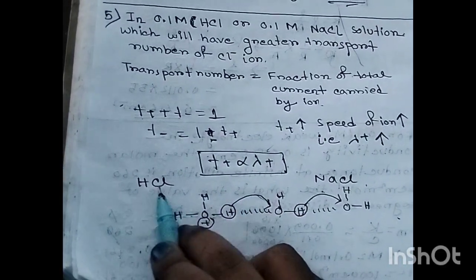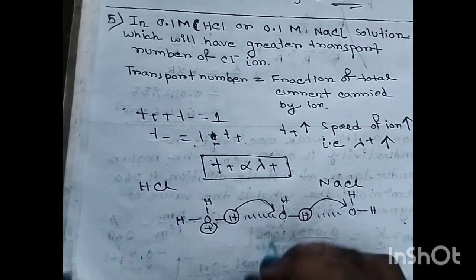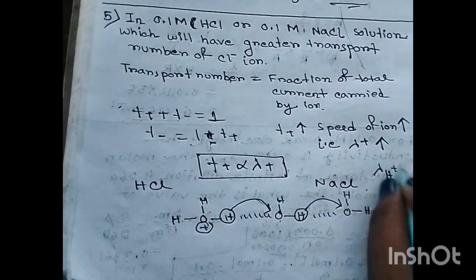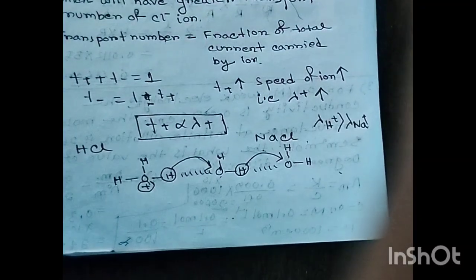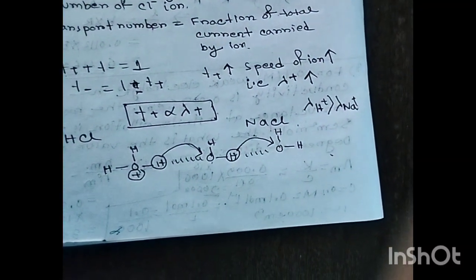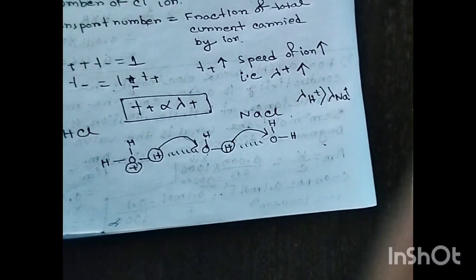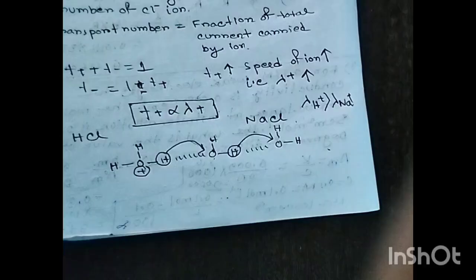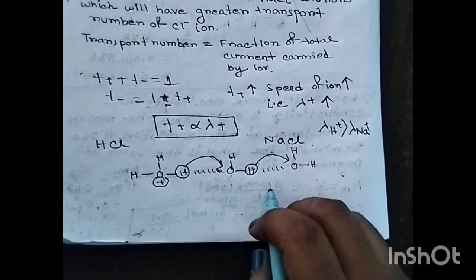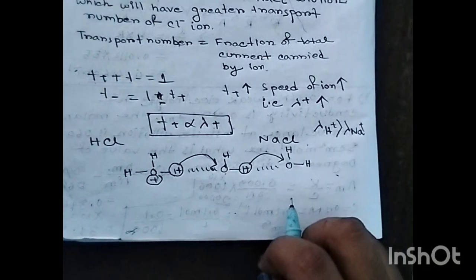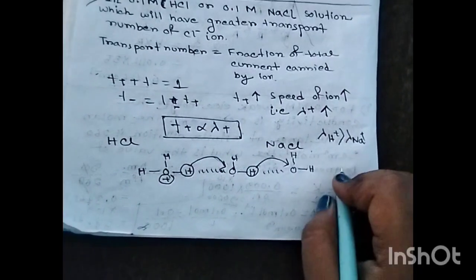Now for HCl and NaCl, the conductivity of H plus is higher than Na plus. So lambda H plus is higher than lambda Na plus. Why? The abnormally high molar conductivity of H plus can be explained on the basis of proton jump from one water molecule to another, which is very rapid. So positive charge transfers from one water molecule to another. In solution, the movement of H plus is higher than Na plus, so the ionic conductivity of H plus is higher than Na plus.